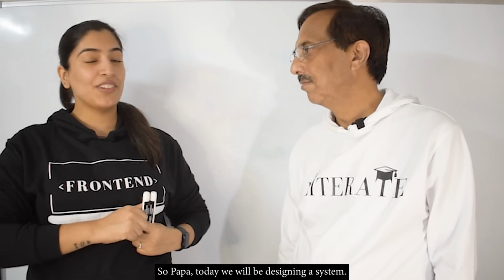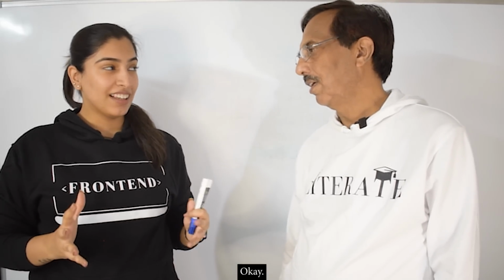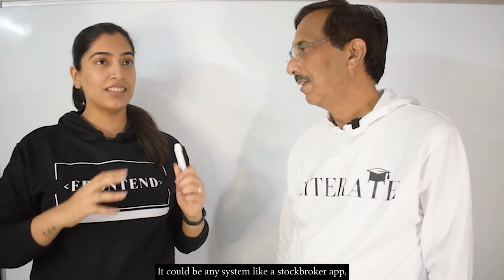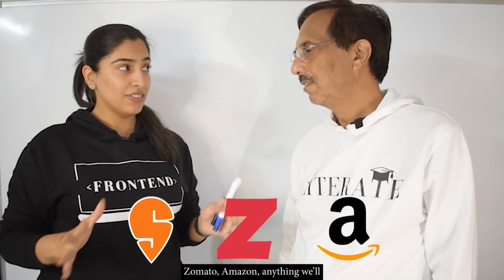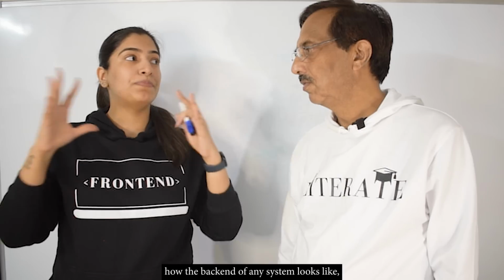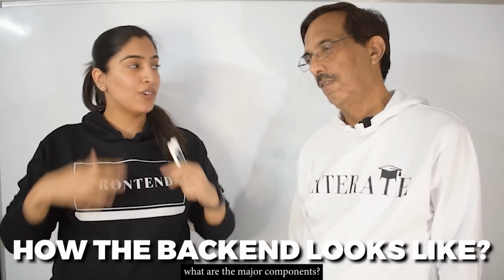So Papa, today we will be designing a system. It could be any system, like a stockbroker app like Zerodha, or it could be Swiggy, Zomato, Amazon, anything. We'll try to understand how the backend of any system looks like. What are the major components?